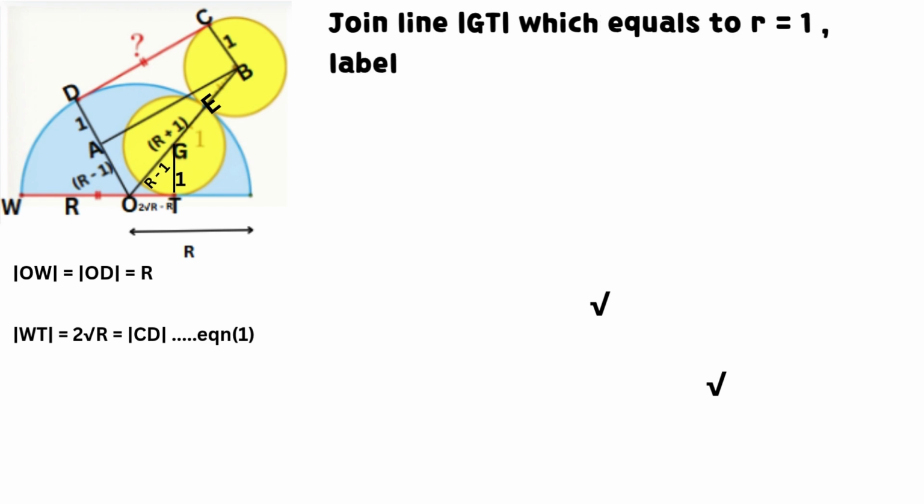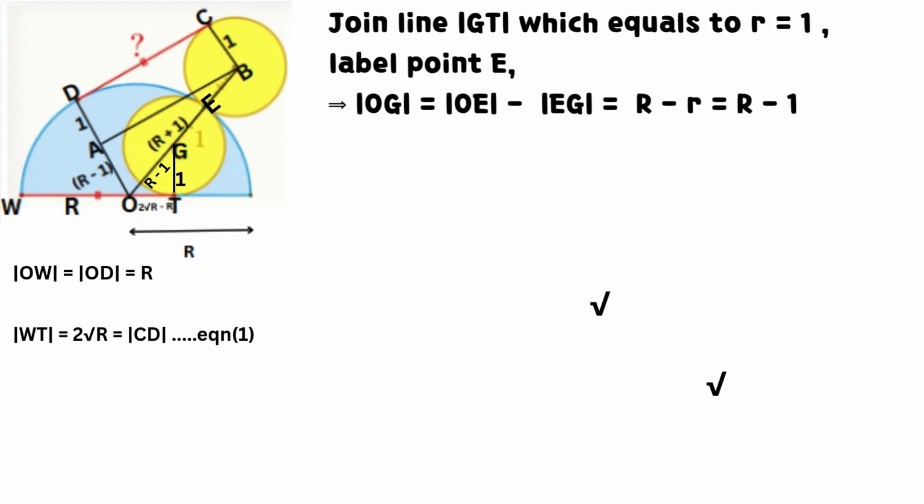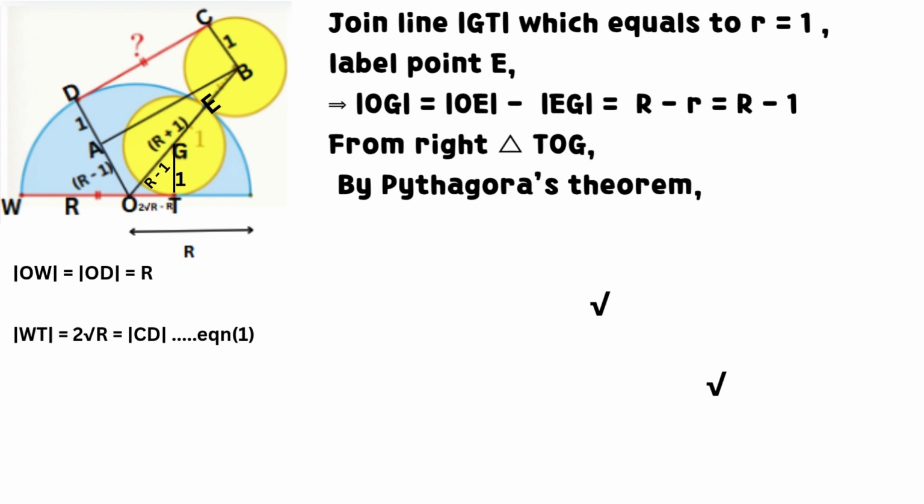Join line GT, which equals small r, equals 1. Label point E. This implies that line OG equals line OE minus line EG, which equals R minus small r. That is equal to R minus 1. From right triangle TOG, by Pythagoras' theorem, the square of line OG equals the sum of the square of line GT and the square of line OT.